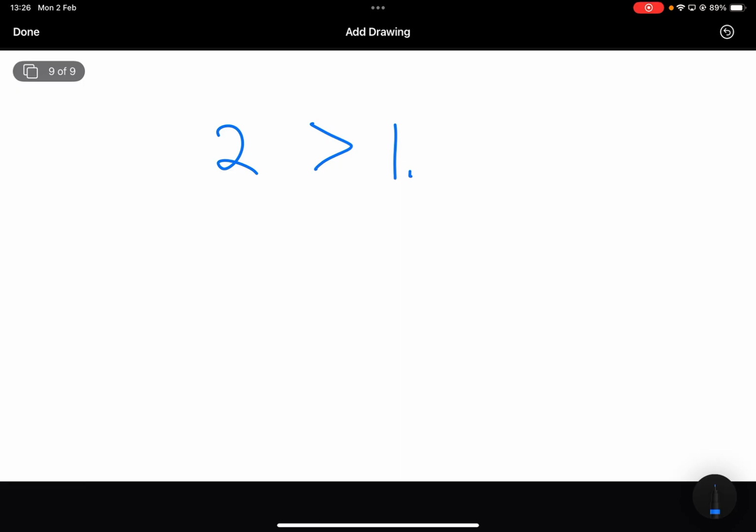Okay, listen. If I start with 2 and 1, 2 is larger than 1. If I add 5 to both sides, 2 add 5 becomes 7, 1 add 5 becomes 6. Which side is larger? So the relationship doesn't change. Even if I add 100, I will have 102 and 101. I add 100 to the original. My left, is it still larger than right?